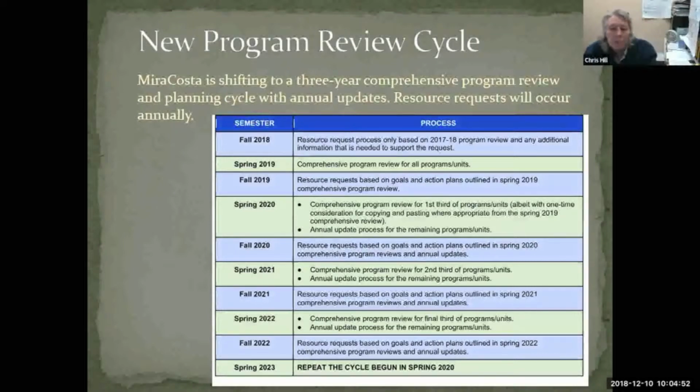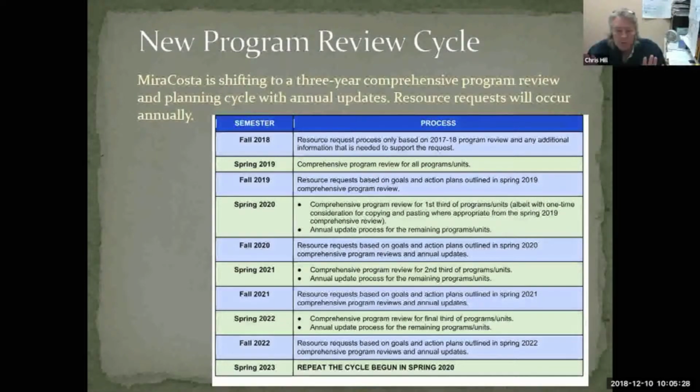Once they've done that comprehensive program review, they're also going to do planning based on that. I'll show you the process in just a second. You're going to do your program review, then you're going to develop some action plans, all in the spring semester. Come fall semester, you're going to do resource requests in the fall, based on the goals and action plans that you did this spring.